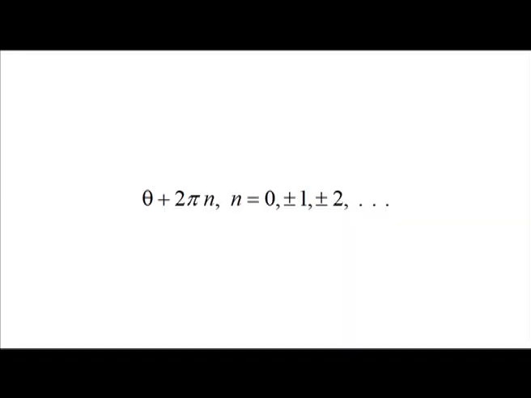Notice a phenomenon that did not occur with Cartesian coordinates. The polar coordinates of a point are not unique. Each point has many sets of polar coordinates due to the fact that the angles θ + 2πn, where n = 0, ±1, ±2, etc., have the same terminal sides.